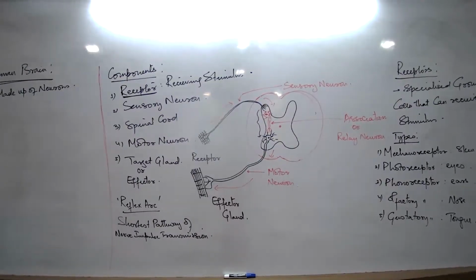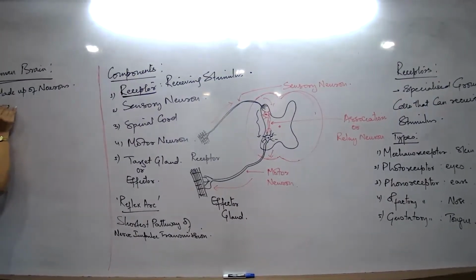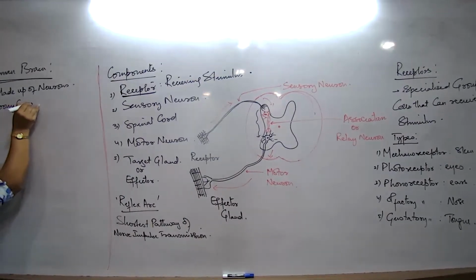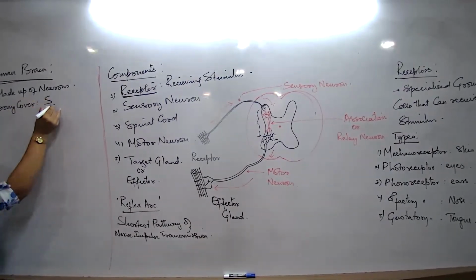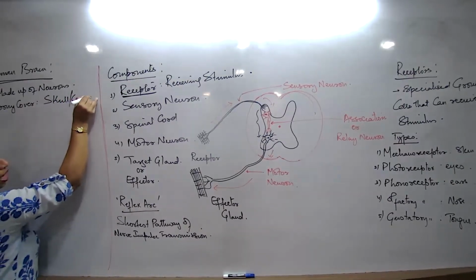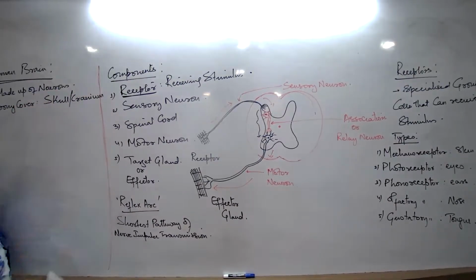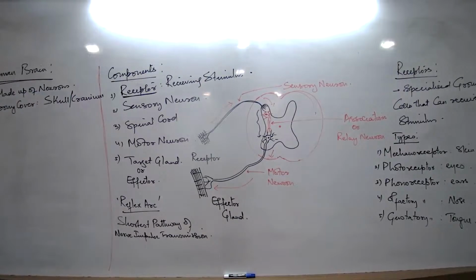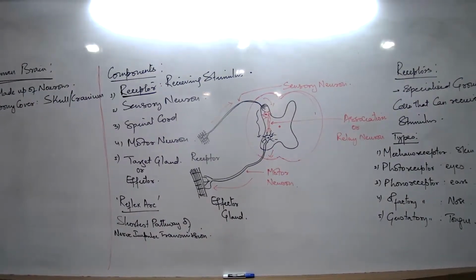And what would be the bony cover? Now let us talk about the protective structures of the brain. So I would talk about the bony cover of the brain. What is the bony cover of the brain? The bony cover of the brain is known as the skull, also known as the cranium.